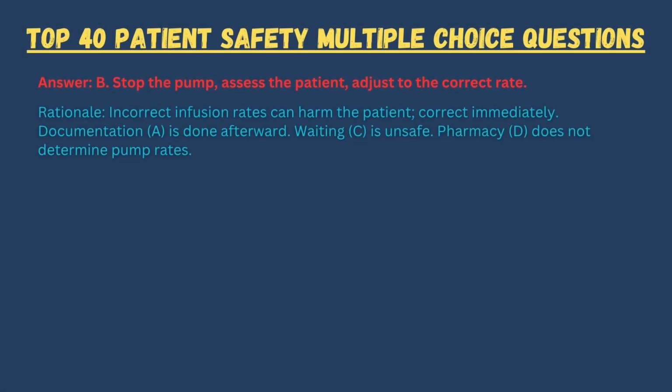Answer. B. Stop the pump, assess the patient, adjust to the correct rate. Rationale. Incorrect infusion rates can harm the patient. Correct immediately. Documentation, A, is done afterward. Waiting, C, is unsafe. Pharmacy, D, does not determine pump rates.